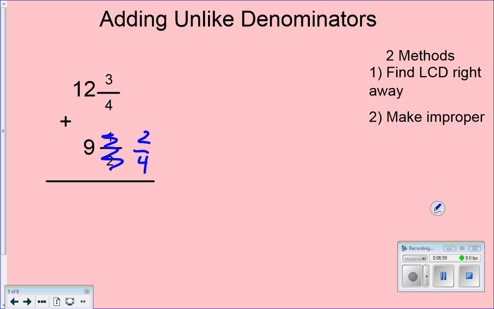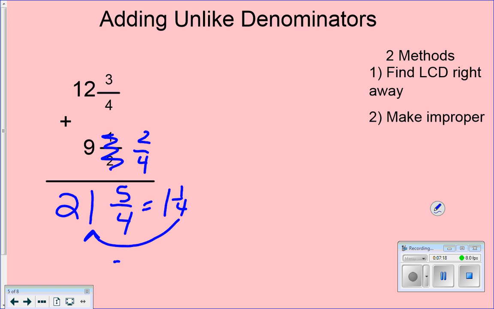Now, I don't care which way you do it. Could you do it the improper fraction way? Sure. Could you do it just the regular way? Sure. This time you could. You could do 3 plus 2 is 5 over 4. 21 and 5 over 4. So I have to change that to 1 and 1/4, and I'm going to add them together, and I get 22 and 1/4.